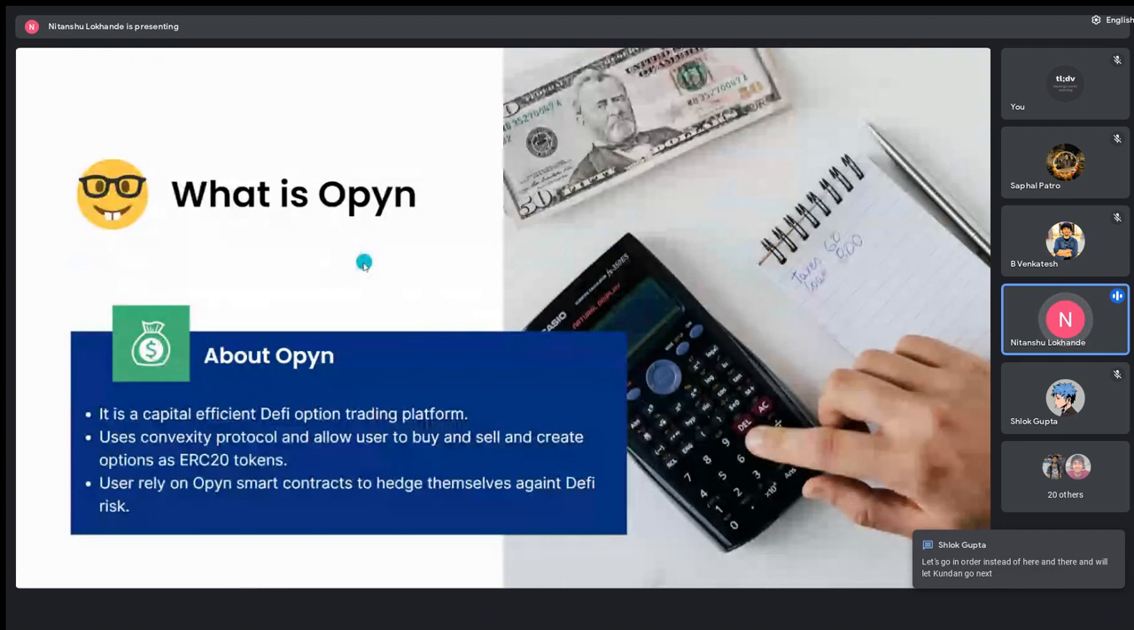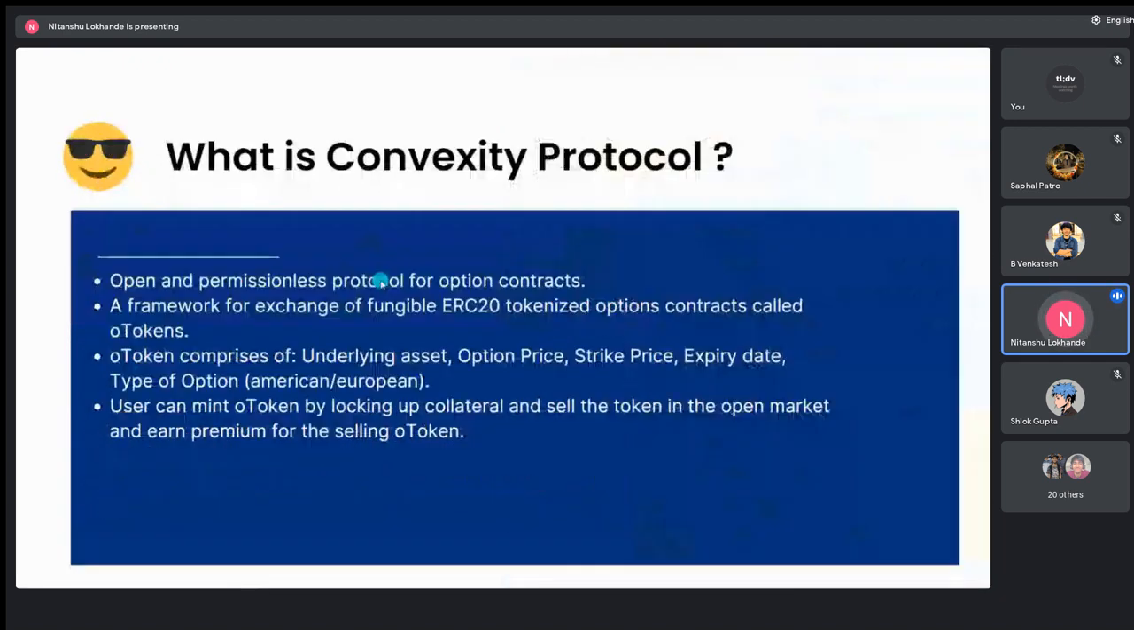So basically, for this particular thing, Opyn platform is used. Now let's try to understand what actually the Convexity protocol is. As we heard, Opyn implements the Convexity protocol for its ERC20 exchanges. So let's have a look over it.